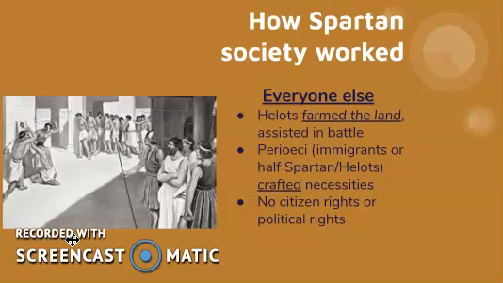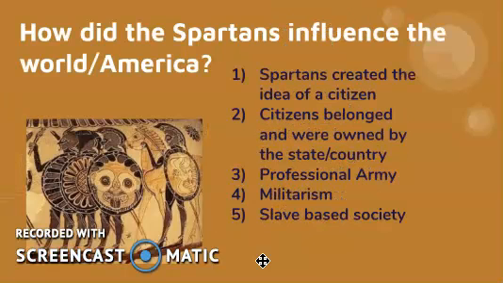How did Spartan society work? What did everyone else do? Helots farmed the land and assisted in battle. They weren't citizens, but they assisted in battle, farmed the land, and cultivated food for them. And then you have the Perioeci. Tougher word to say, but Perioeci. They were immigrants or half Spartan/helots. They crafted necessities. There were no citizen rights or political rights for these 2 groups.